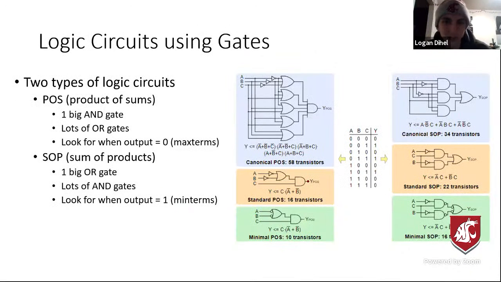Moving on, we have POS and SOP circuits. This is how we use these gates to make logic circuits. With POS, we have one AND gate and a bunch of OR gates, and here's how the equation looks. Then SOP is the opposite: we have one OR gate and a bunch of AND gates.